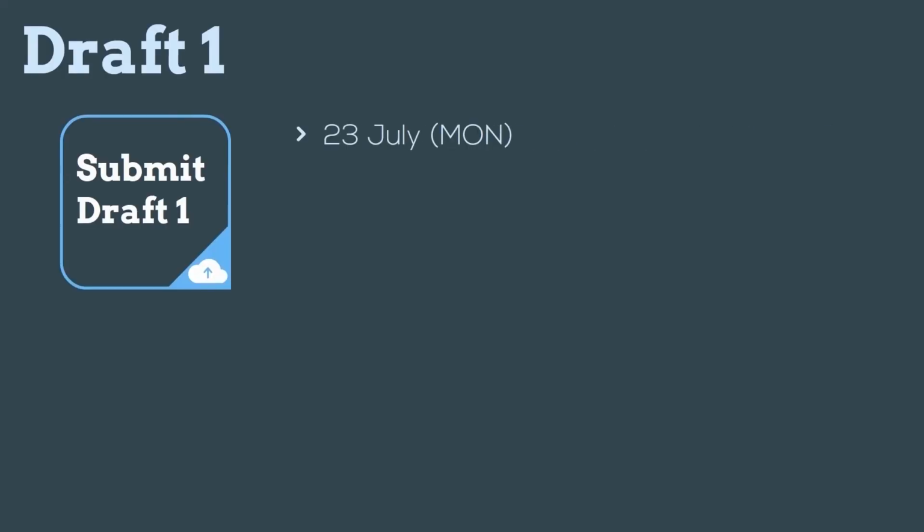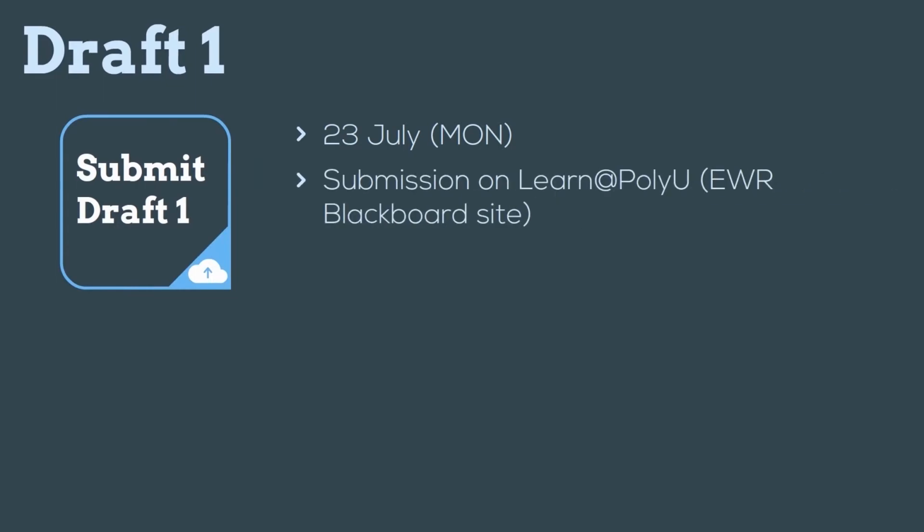Now, the details. Submit your draft on the date shown on the screen. For specific date and time, please refer to the EWR Blackboard site. Before the deadline, please submit your work to the EWR Blackboard site. This draft should be 700 words long. You have to submit your draft with a cover page and a checklist. Don't worry, I'll show you what they are in a minute.